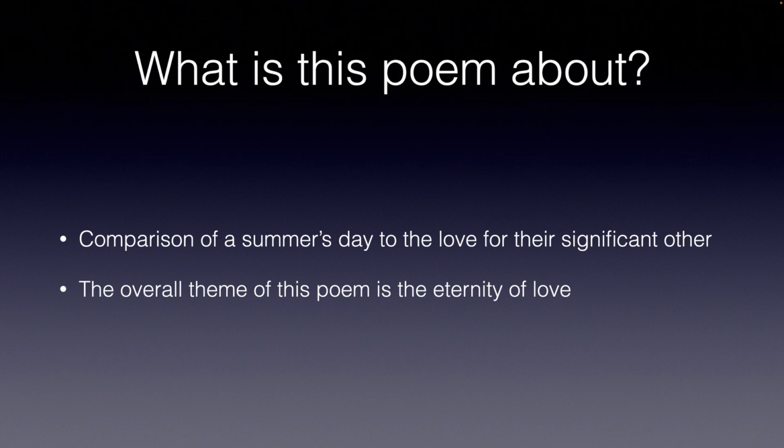So what is this poem about? This sonnet compares a summer's day to the love that one has for their significant other. The speaker makes it known that a summer's day is not perfect. There will be rough winds, and other times the sun might shine too hot. In this first half, the speaker is stating that his or her lover is better than a summer's day, by saying that they are more lovely and more temperate.